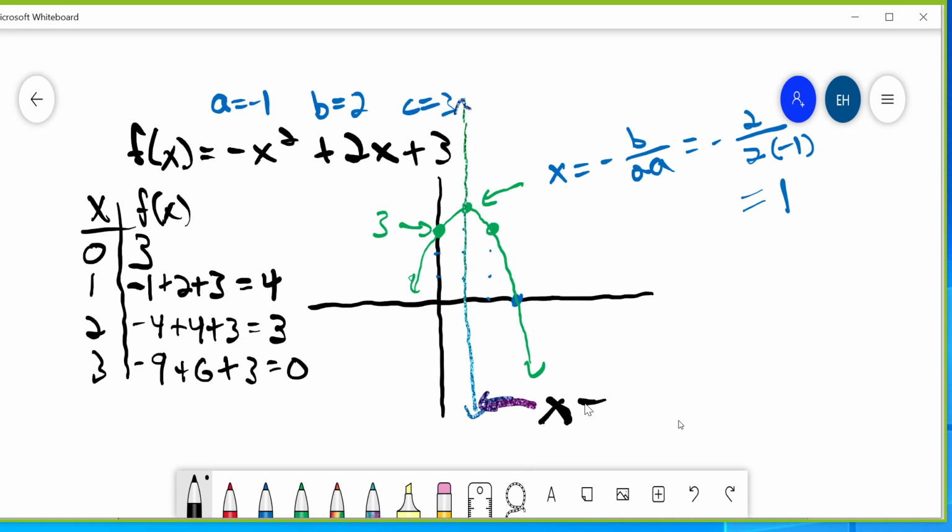X equals 1. Okay. And so we know that the x coordinate of this point is in fact 1. And now we need to figure out the y coordinate. Oh, but we have it. It's this point right here. So we know that the vertex is in fact 1, 4.